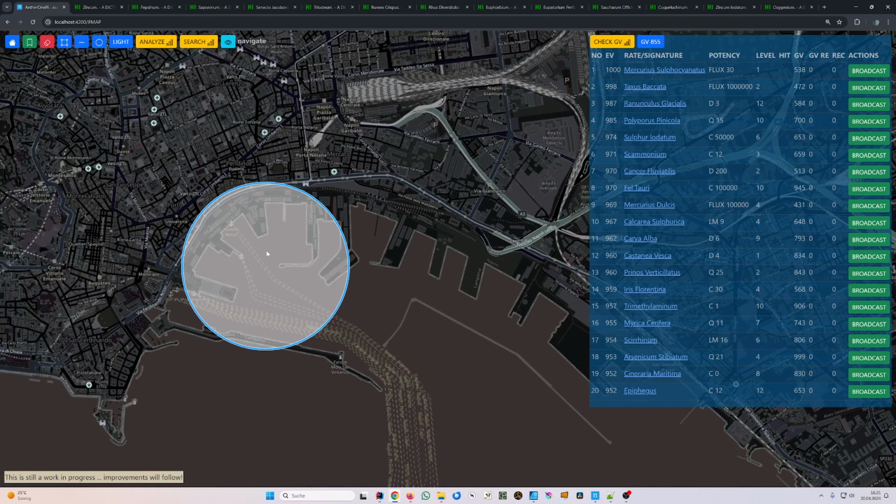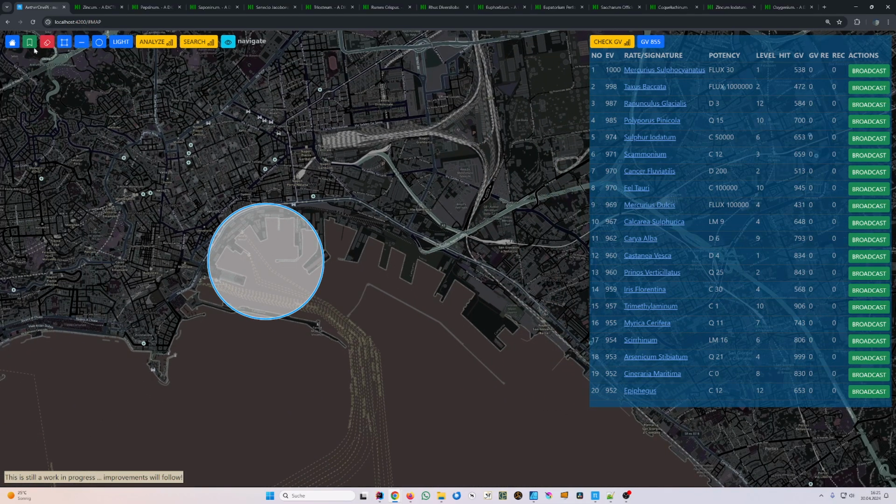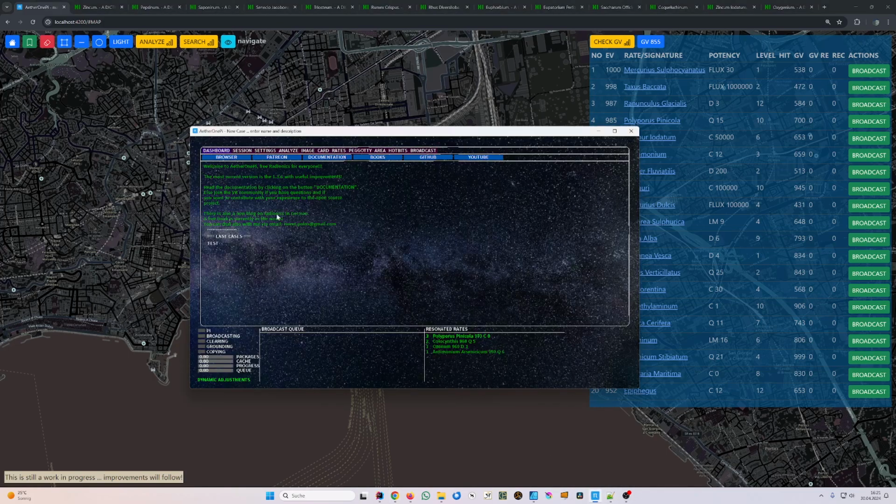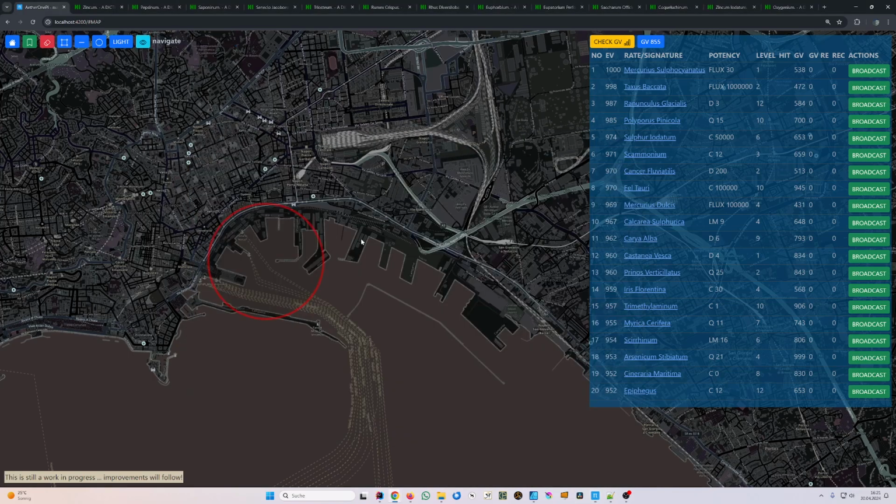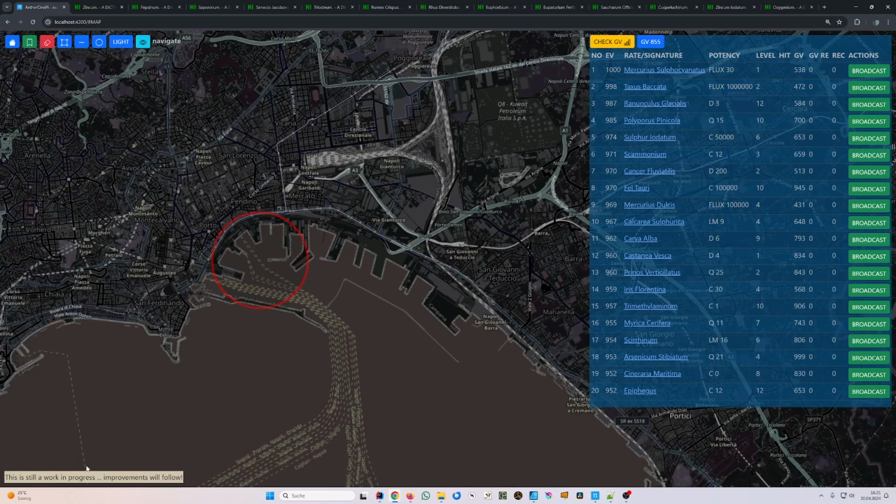Okay, this is the feature of the new version of AetherOnePi, and you will get it by downloading the new version. I will upload it today, so you can try it out. If you see this text here, this is still a work in progress. Improvements will follow, so be patient. A lot more improvements will follow in the software. The software is open source, it's free, so you can just download it and use it.